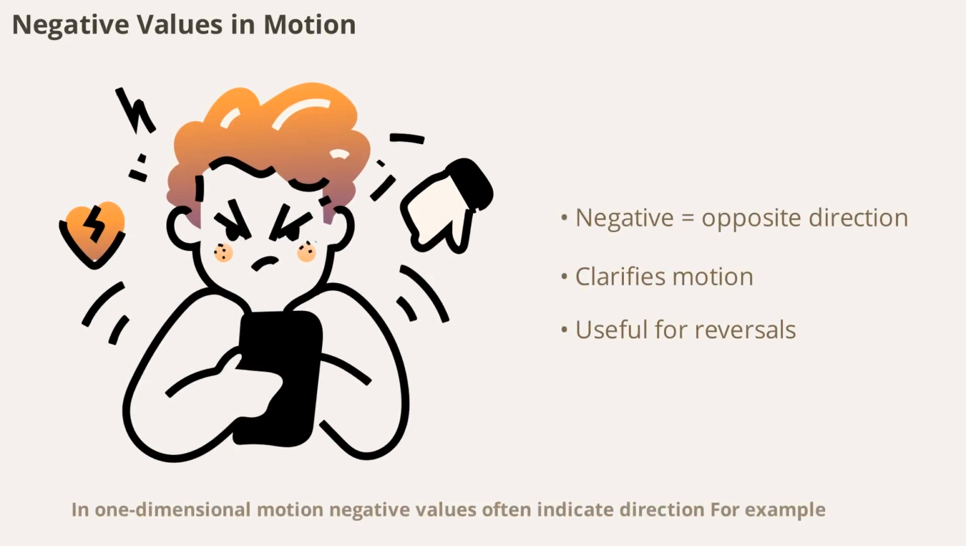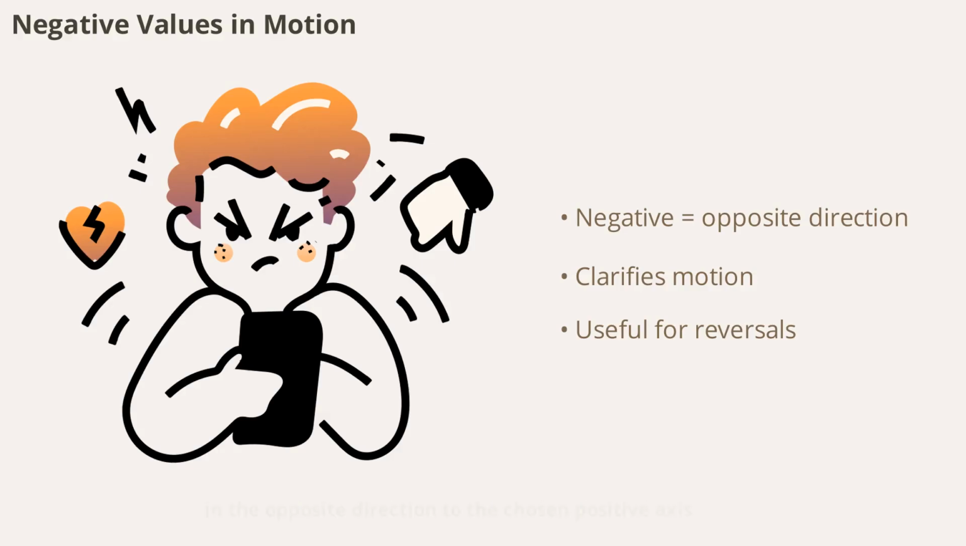In one-dimensional motion, negative values often indicate direction. For example, a negative velocity means the object is moving in the opposite direction to the chosen positive axis. This use of signs helps us describe motion more precisely, especially when objects reverse direction.